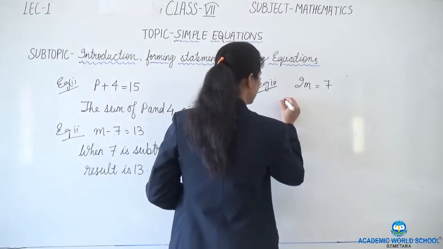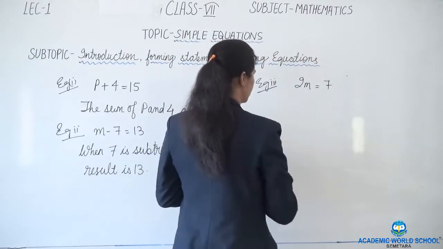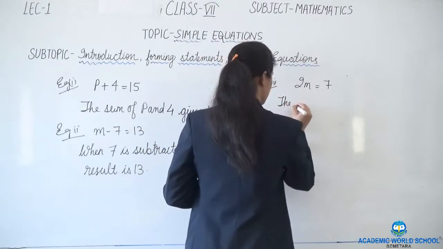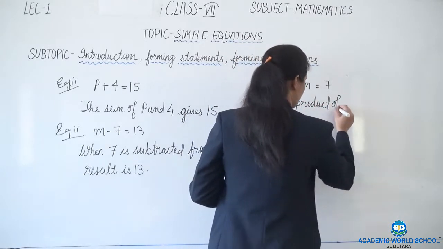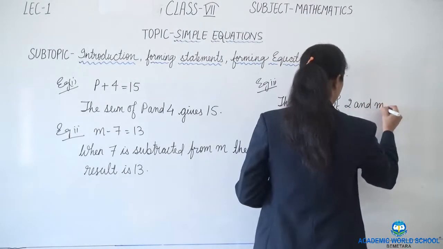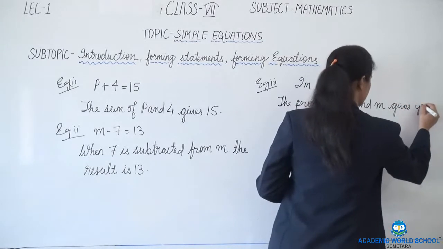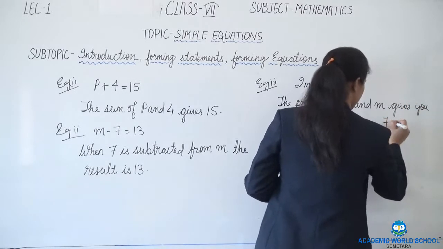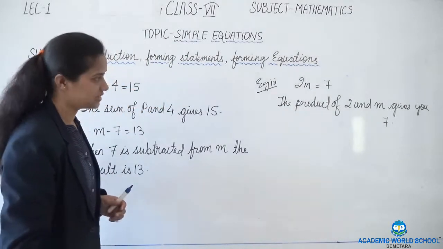So, I can write the product of 2 and m gives you 7. The product of 2 and m gives you 7, isn't it?